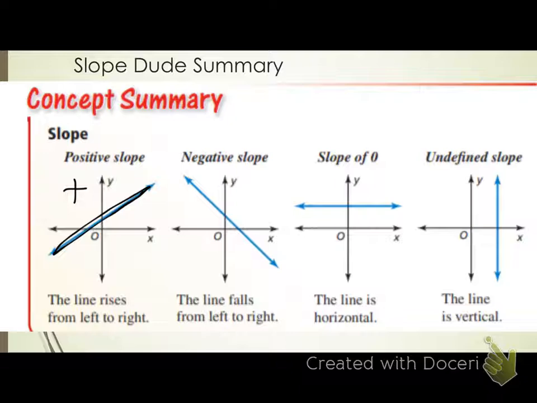So if we have a line that's going uphill from left to right, it's going to be a positive number. What did he say going downhill from left to right? Nice, negative. If we got a line going downhill from left to right, we know it's going to be a negative number.